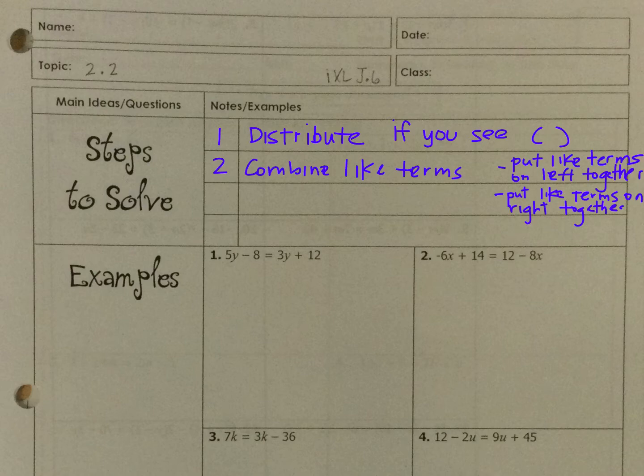And that means you're going to look at the left side, and if there's anything you can put together on the left, put it together. Then you're going to look on the right side. If there's anything to put together on the right side, you put it together. Once you're done with that step, or even if you don't have to do that step, we move on to step 3. Step 3 is move the variables to the left, put them together. And step 4, we'll solve it by putting all the numbers on the right.